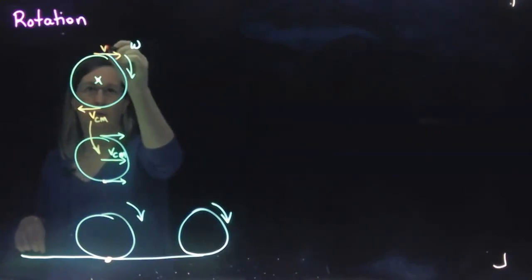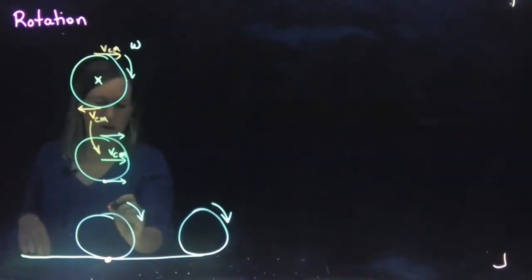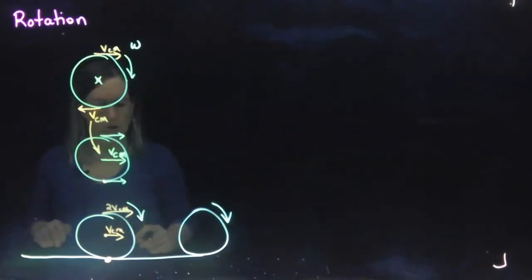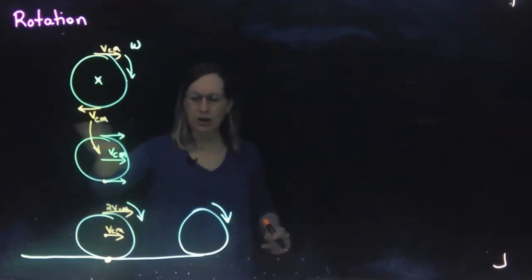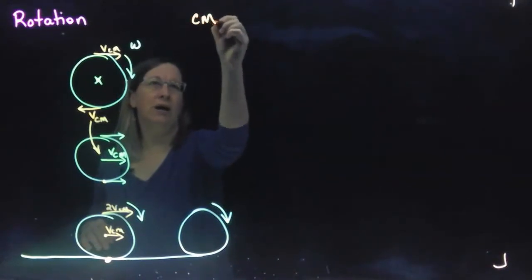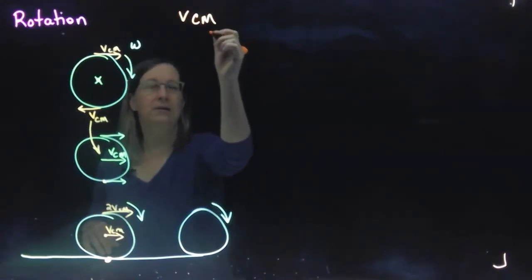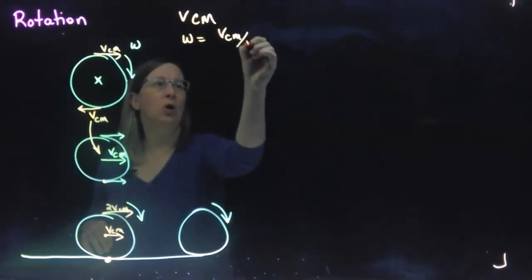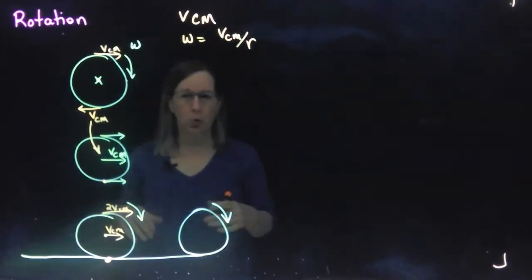Looking at the top point, that would be V center of mass plus the rotational V, so at the top this goes to 2V center of mass, and at the center it's just V center of mass because there's no rotation. So when I have rotation without slipping, the center of mass travels with V center of mass, and omega is equal to V center of mass over R. Okay, that's our usual kind of relationship.